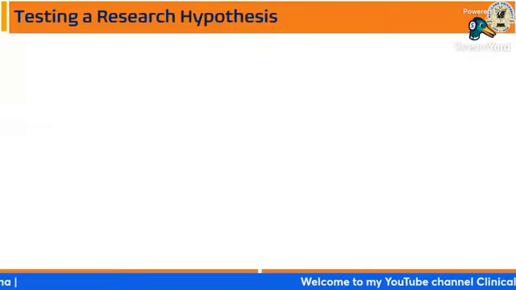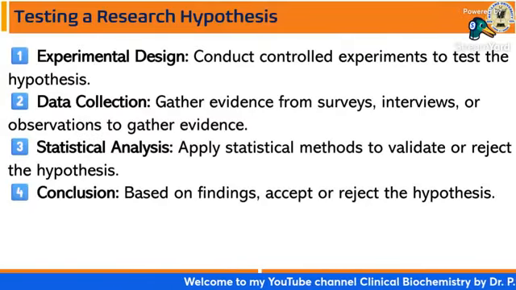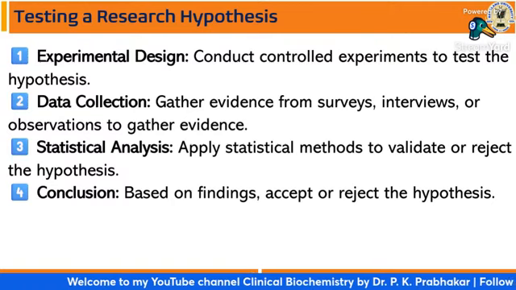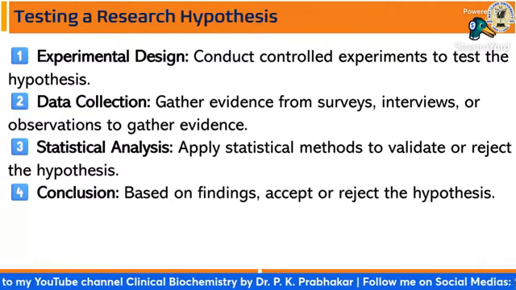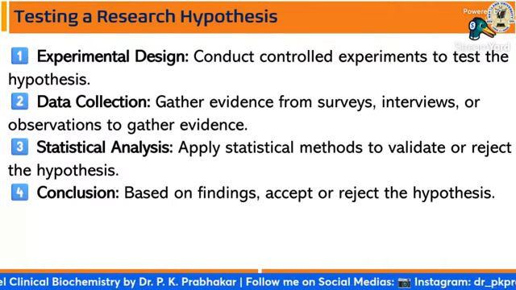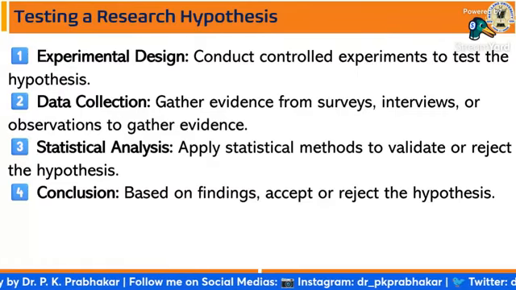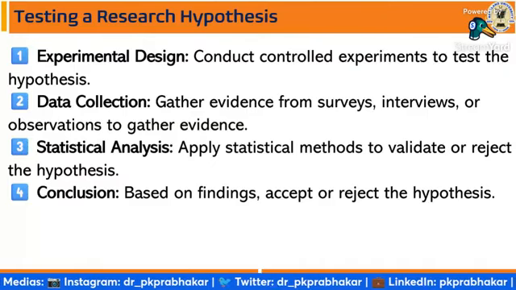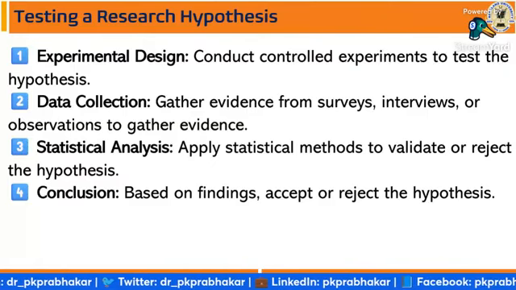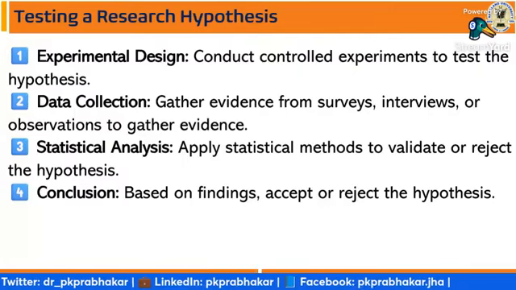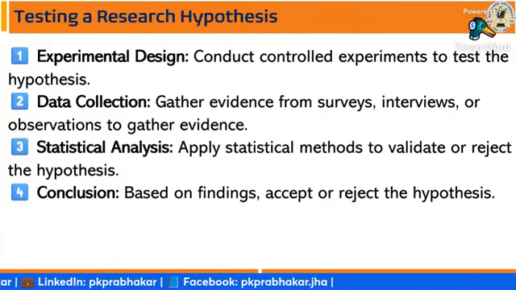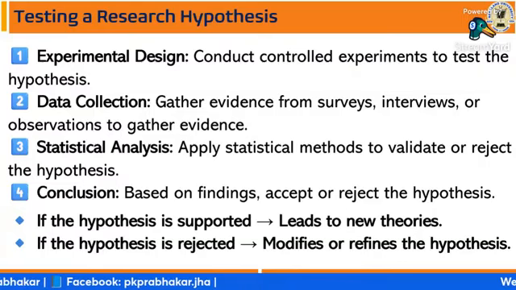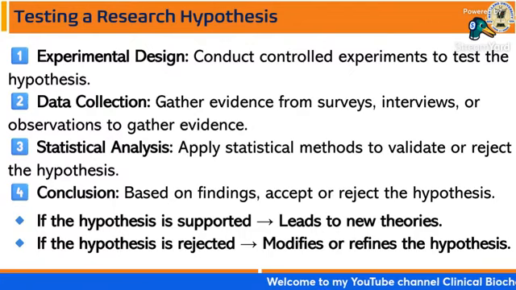How are we going to test those hypotheses? There are 4 different steps. First, experimental design: conduct a controlled experiment to test the hypothesis. Second, data collection: collect evidence through surveys, interviews, observation, or experiments. Third, analyze the information you have collected through a statistical or non-statistical tool. And ultimately, we come to a conclusion that we have to accept or reject the hypothesis. If a hypothesis is supported, it leads to new theories. And if your hypothesis is rejected, you need to modify or refine it.